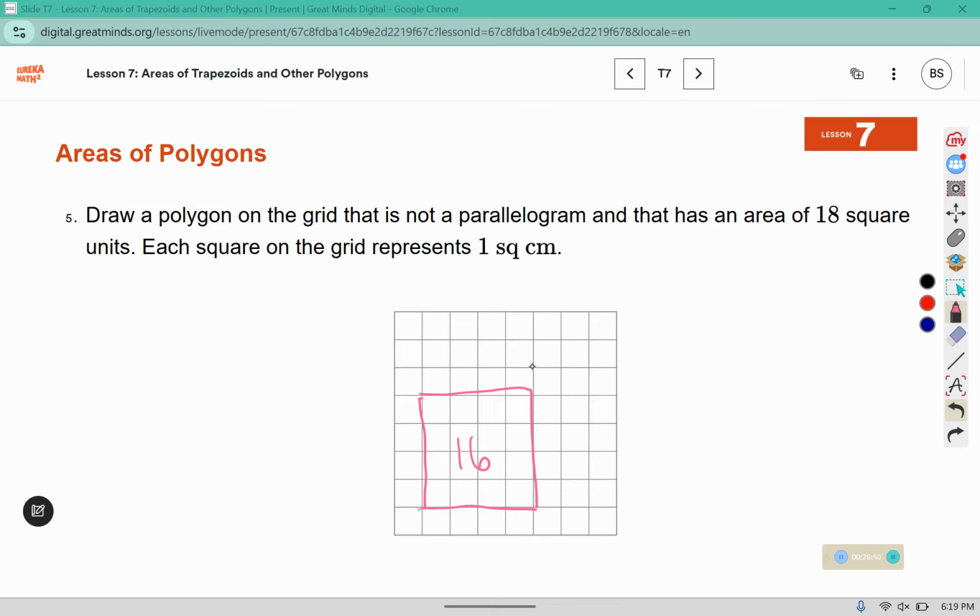If I created a triangle that was 2 by 1, 1 times 2 is 2, but since it's a triangle, I would have to divide by 2, so that would only give me an area of 1. What if I created a 2 by 2 triangle? 2 times 2 is 4, 4 divided by 2 is 2, so 16 plus 2 would make 18. So I could make a shape that looks like this, that has an area of 18.